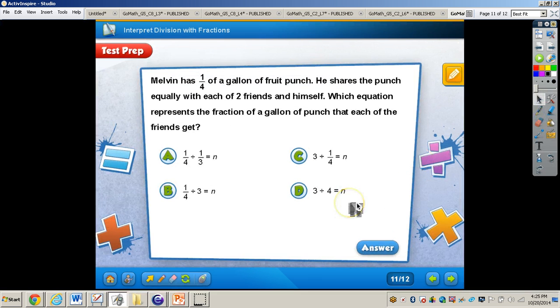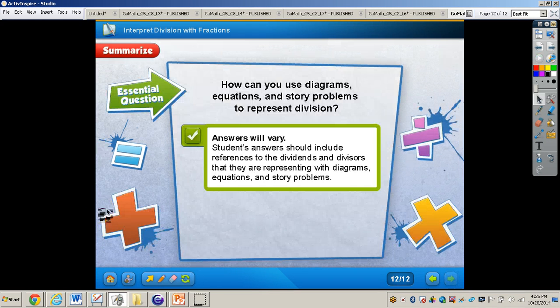Okay, I want you to work through the test prep problem. When you're finished, you can press play, and I will have the answer for you. So pause the video now. Okay, the answer is letter B. Moving on to the essential question, how can you use diagrams, equations, and story problems to represent division? So you can see the answer below.